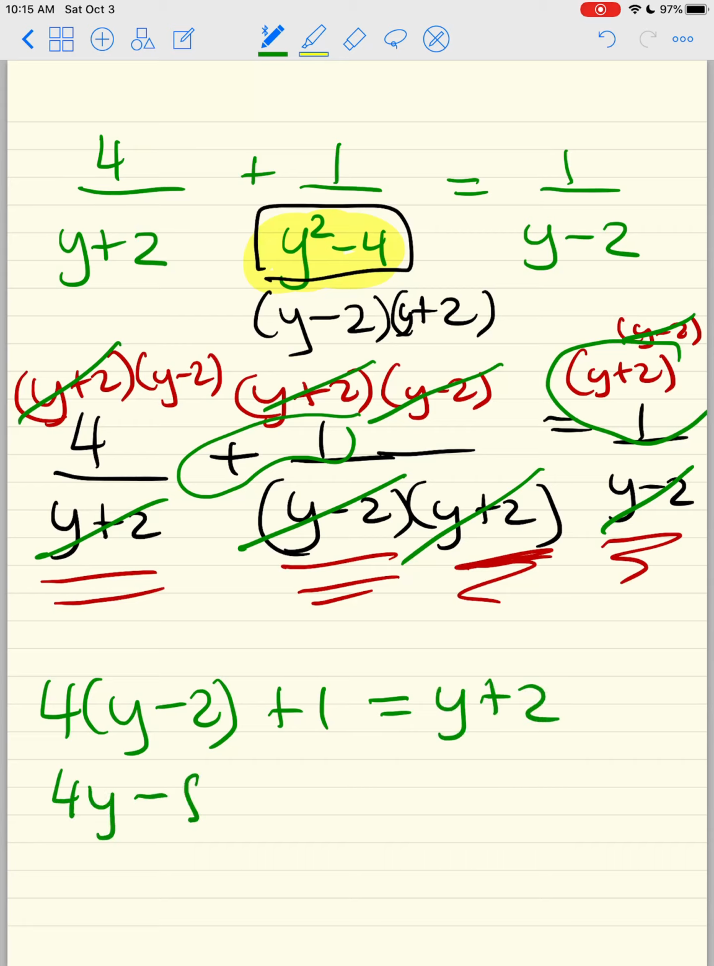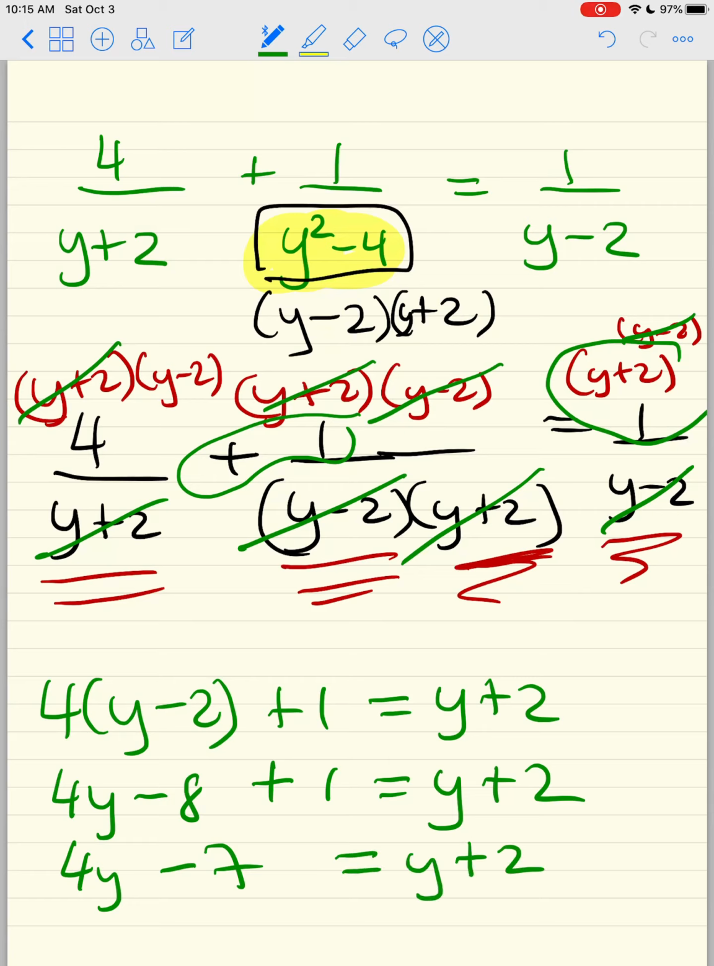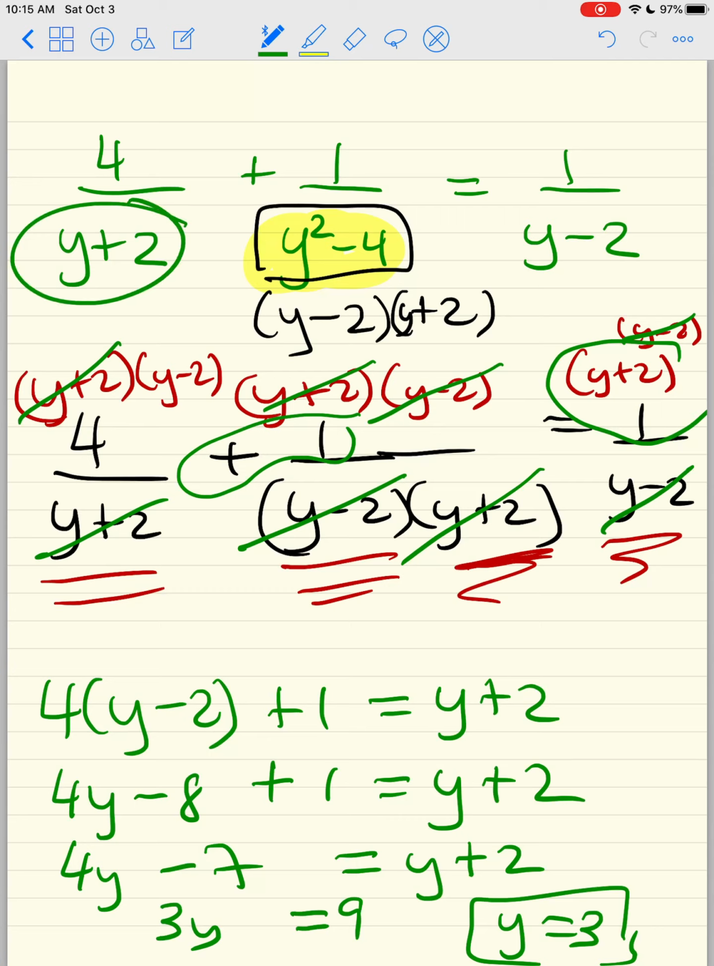Now, you can't solve with parentheses, so I got 4y minus 7 equals y plus 2, and then you guys can just solve 3y equals 9, and then y equals 3, and 3 works because the only number that doesn't work is a negative 2 or a positive 2. So that's how we do this.